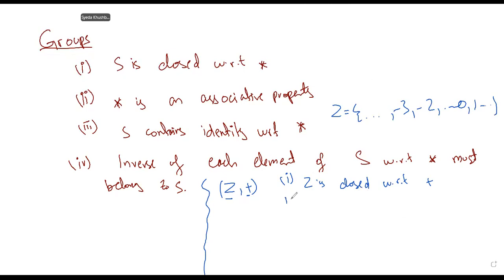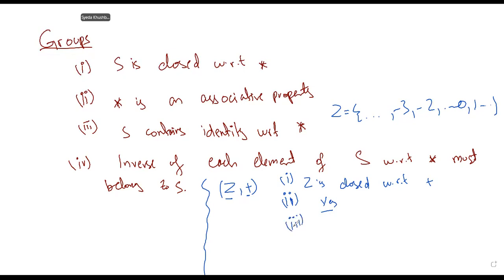We need to check the second property, that the operation is an associative property. I've been telling you, whenever we have addition or multiplication, without any doubt, you can say yes, that the operation would be an associative property as long as it is addition or multiplication. We'll talk about the third one then.